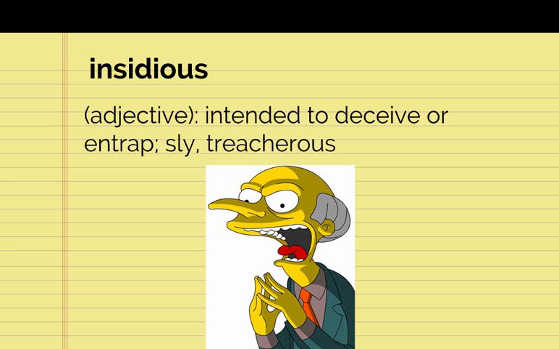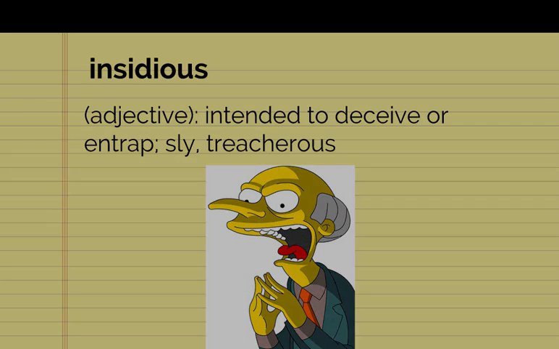Our next word is insidious, an adjective meaning intended to deceive or entrap, sly or treacherous. And here's Mr. Burns saying, wah ha ha. This word has to do with tricking someone. So it can either refer to the action of trying to trick someone, so the insidious fake ID card, or it could refer to the person doing the tricking, the insidious, corrupt police officer.